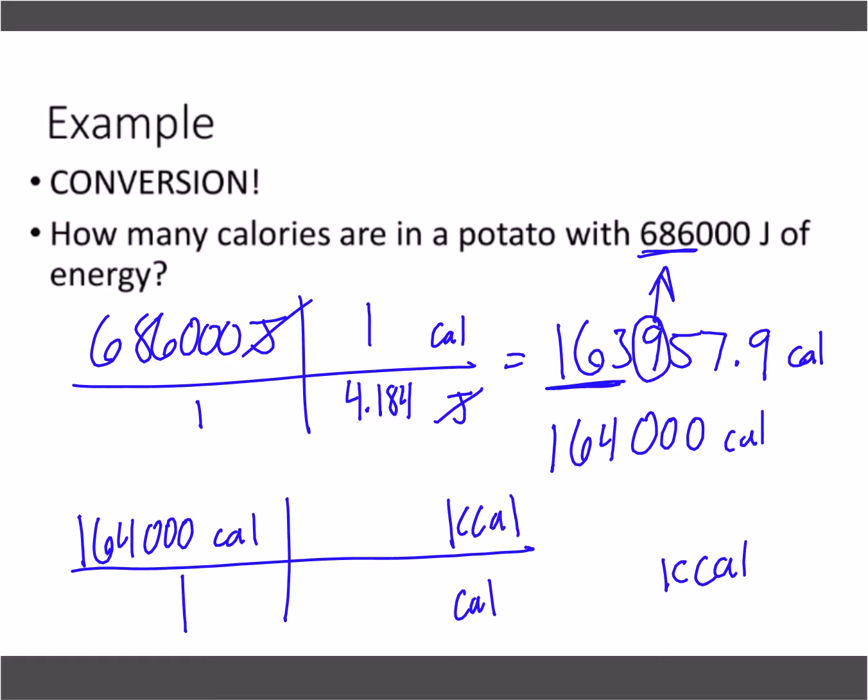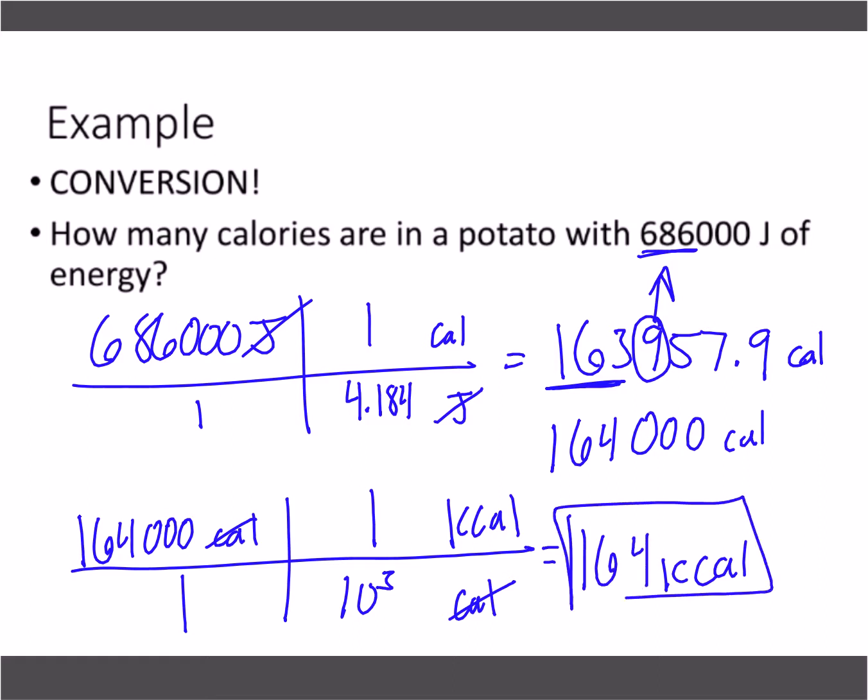Now, think back to Unit 1 with those prefixes. Which one always gets the number 1? The prefix always gets the number 1. So 1 kilocalorie has how many calories in it? It's got 1,000, or 10 to the third. So we're dividing by 1,000, guys. So this is going to have 164 kilocalories.